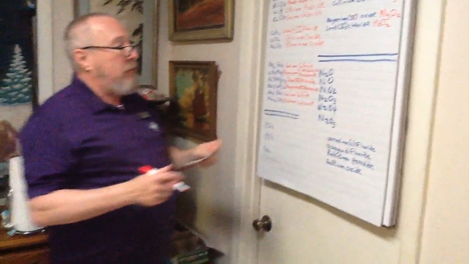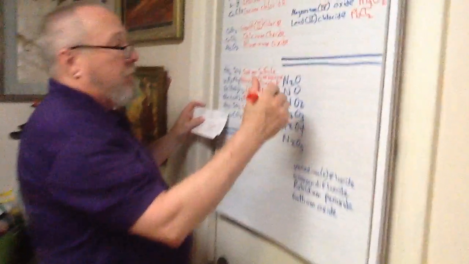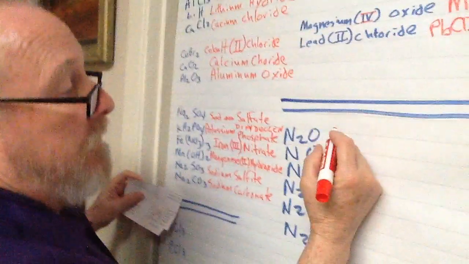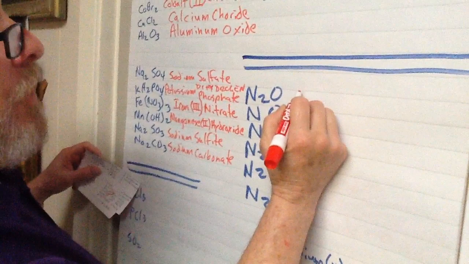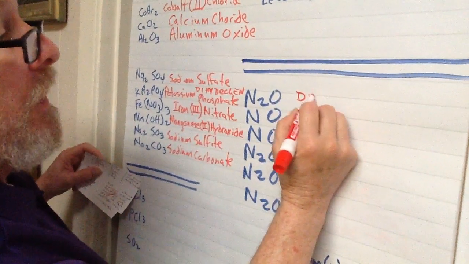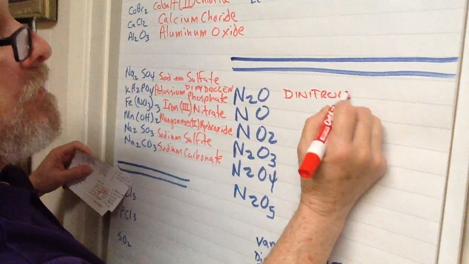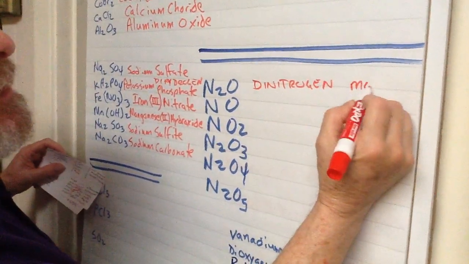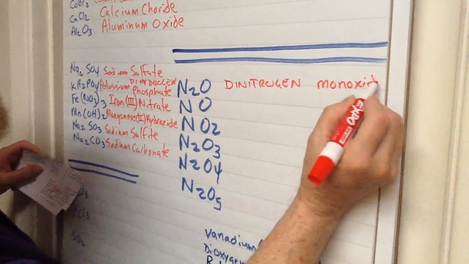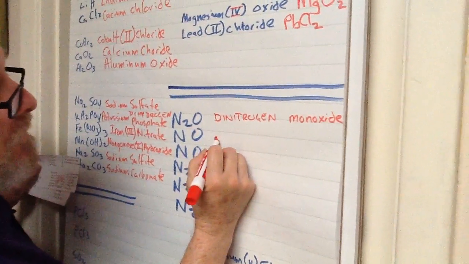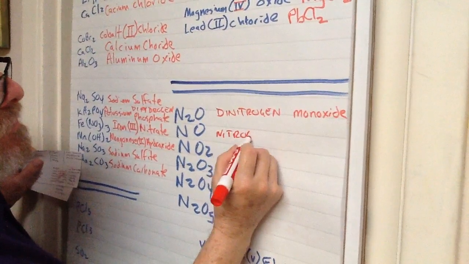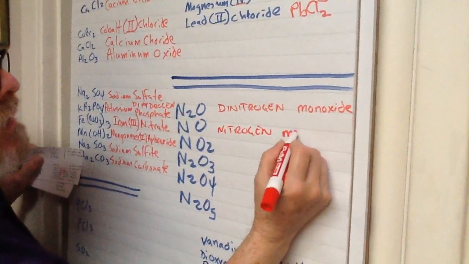And so this one you probably know as nitrous oxide, which you get at the dentist and it's used as anesthesia, but its official name, that's actually a trivial name, is dinitrogen monoxide. Okay? And then this one, which we actually call nitric oxide, is nitrogen monoxide.